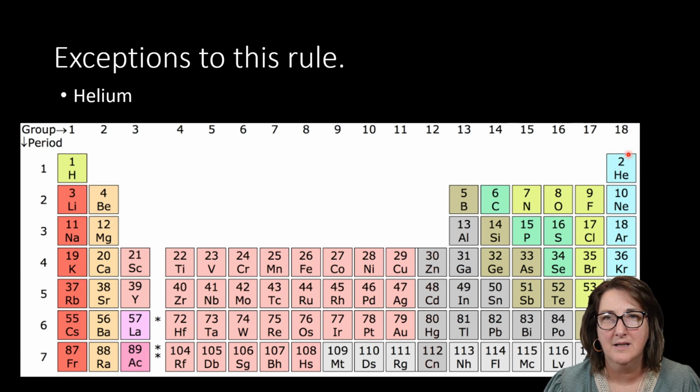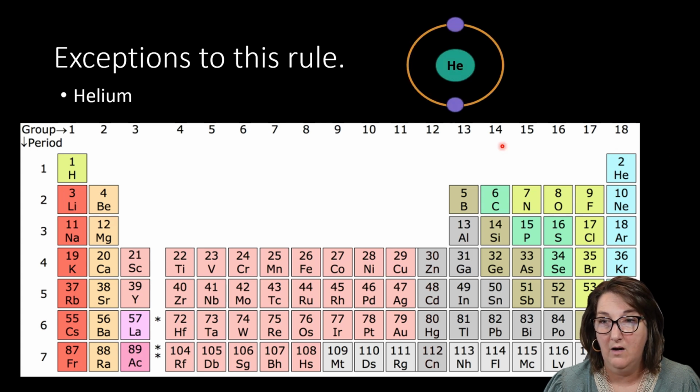So helium's an exception to this rule. Helium has a full ring. All of these orbits here, we have what's called an octet rule. Octet rule is the rule of 8. When they have 8 valence electrons, they are very happy and they really don't want to share electrons with other people. They have what we call a full shell, full orbit.